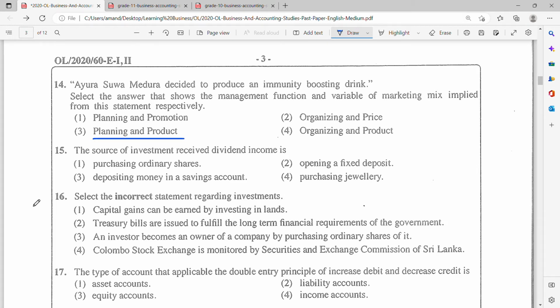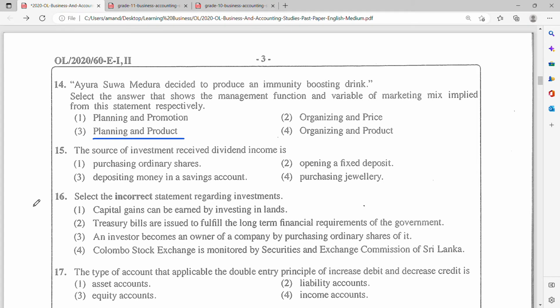Question number 15. The source of investment received dividend income is: purchasing ordinary shares, opening a fixed deposit, depositing money in a savings account, or purchasing jewelry. So if you are opening a fixed deposit or depositing money in a savings account, from these 2 investments you will earn interest income. By purchasing jewelry, you can earn an income in terms of capital gain. When the value increases in the future, you will earn capital gains.